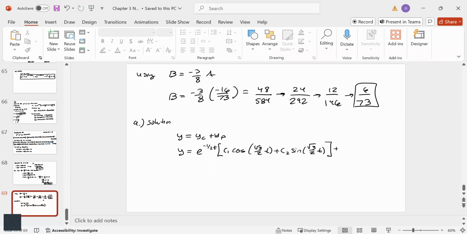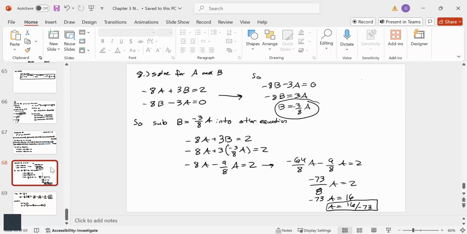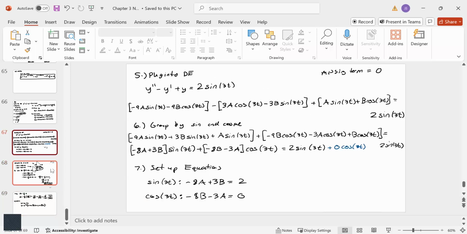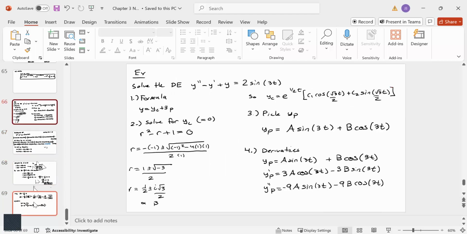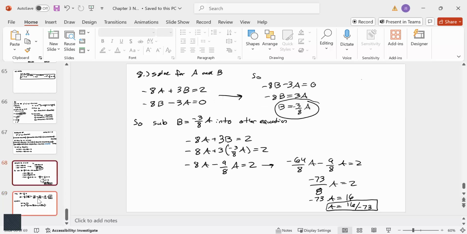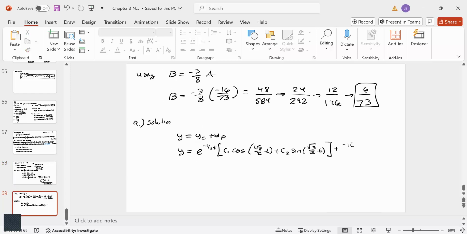plus, and then now I got to do cosine. Make sure you put the correct coefficient with the correct sine or cosine, because I've seen people do it all correctly and then they put a with the wrong thing. So a was relegated to sine, b was cosine, it looks like. Yep. So a is going to be negative 16 over 73 sine 3t plus 6 over 73, except I'm out of room.